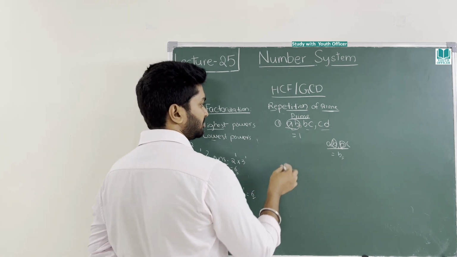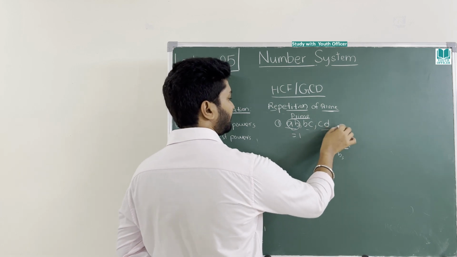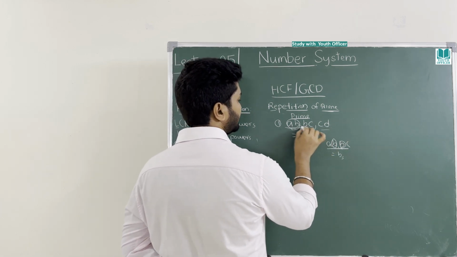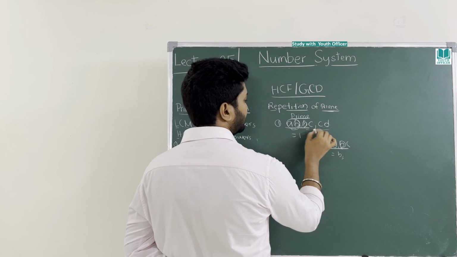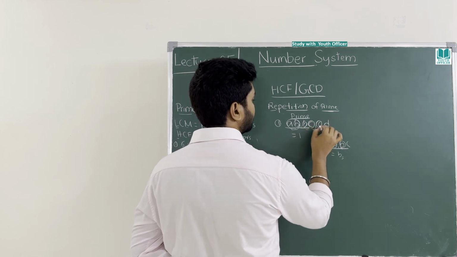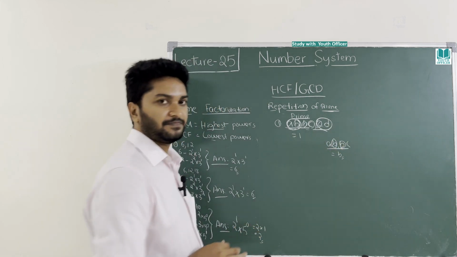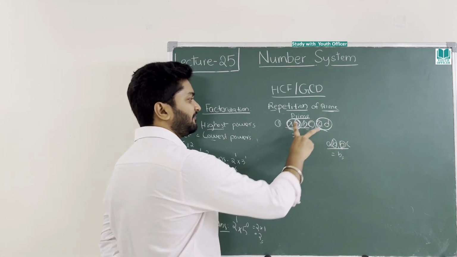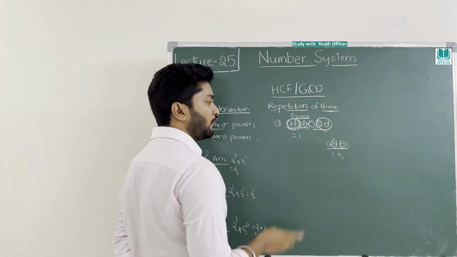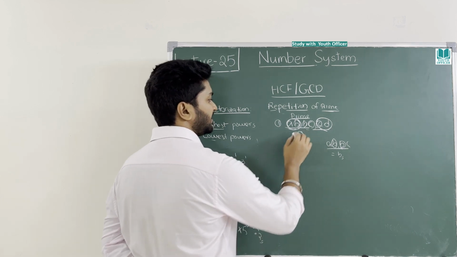You cannot call all three of them coprimes, because two of them have a common factor. But if you take this number and this number, they are completely coprime. Among them, if you find at least 2 numbers as coprimes, directly you can put the answer as 1.